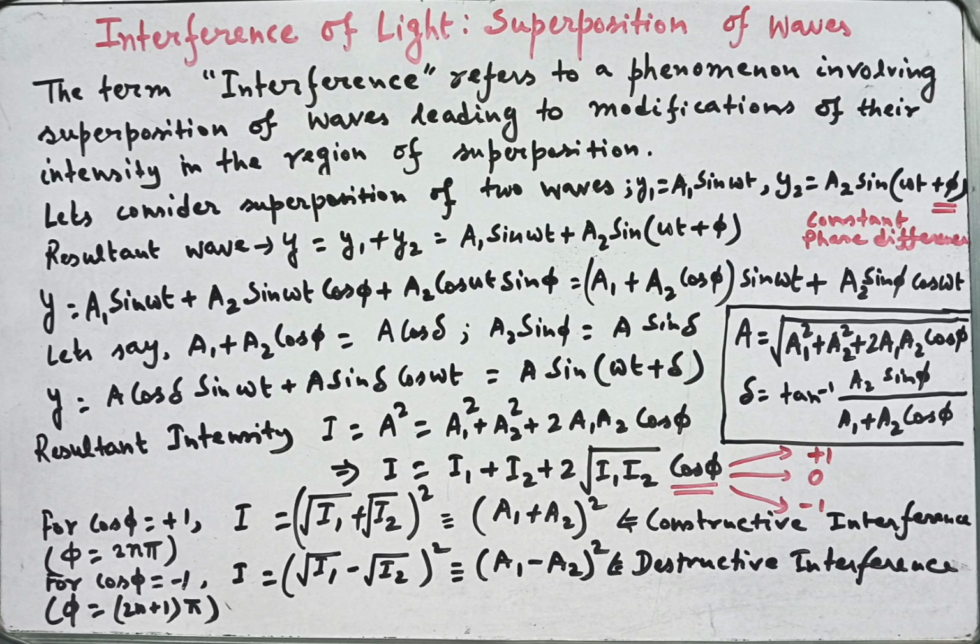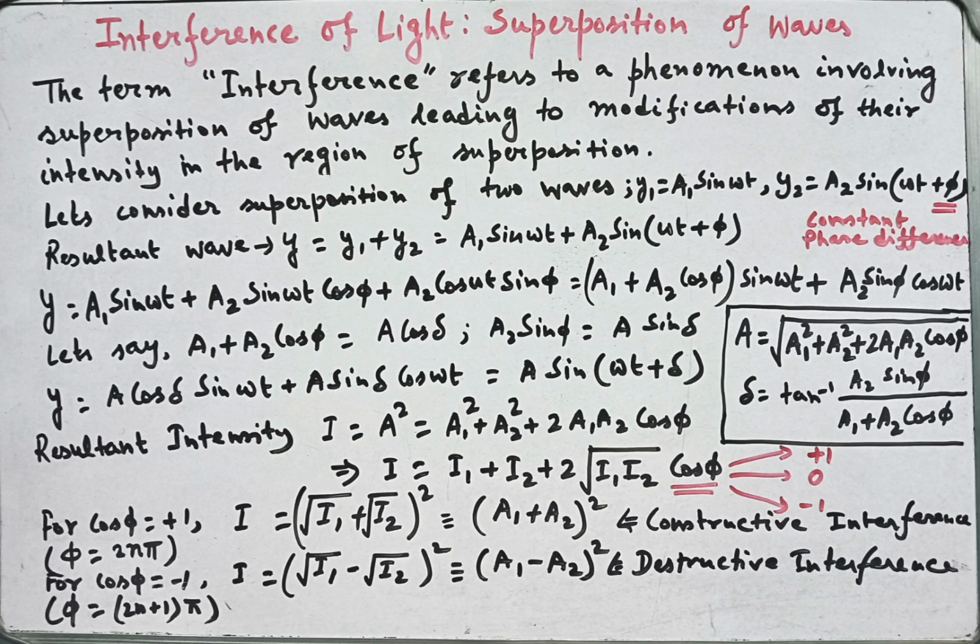Okay, so if it is plus 1, we are getting resultant intensity as (a1 plus a2) whole square, and this is basically the constructive interference happening here. And if cos phi equal to minus 1, then (a1 minus a2) whole square, that represents the destructive interference.